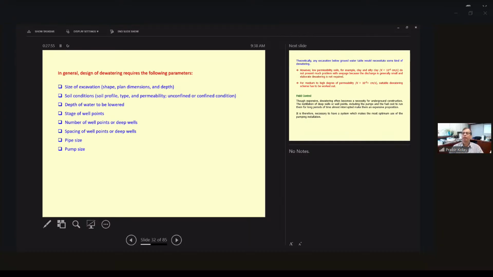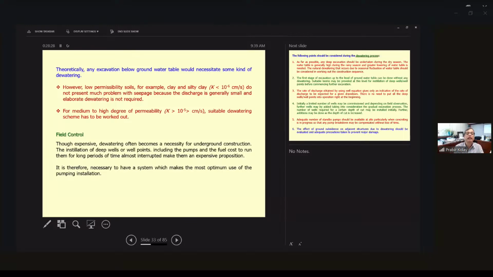So depending on the method of water table reduction, you can use any method. The stage of well points, the number of well points, or deep wells. So you need to decide that. The spacing of the well points, how many well points, and what should be the spacing of the well points. And then you also need to know the pump size, and the pipe size, how much is the diameter of the header or riser pipe. So all these things you need to decide to lower the water table or for the dewatering technique.